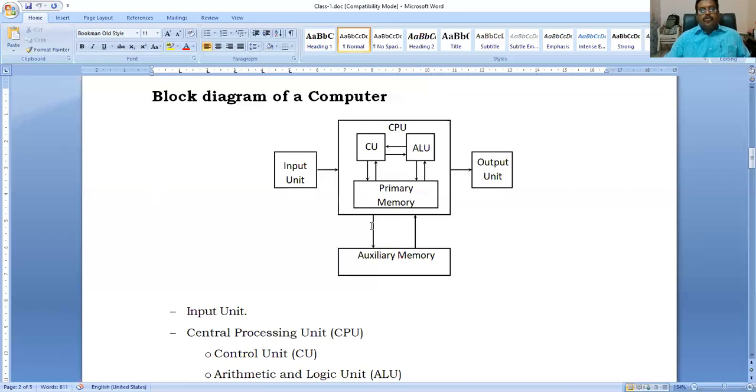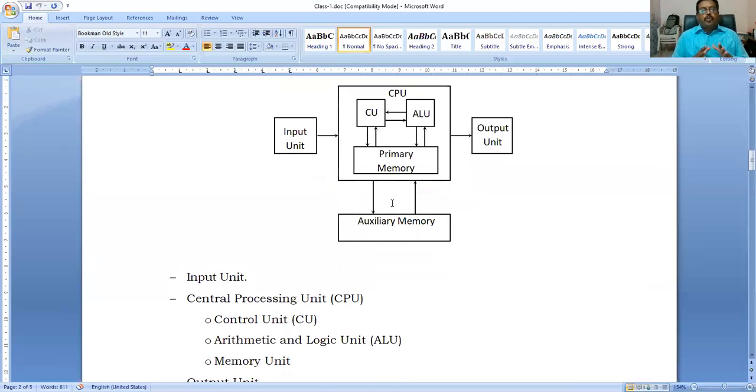And the CPU again has 3 units. The first unit is the control unit, the next is the arithmetic logical unit, and another one is the memory unit or primary memory unit. Here, data is transferred from the input device to the CPU, from the CPU to the output device, and from the CPU to auxiliary memory and back to the CPU. It is totally transferring from one unit to another unit. Because of this, to avoid a traffic jam, the control unit works like a traffic police.